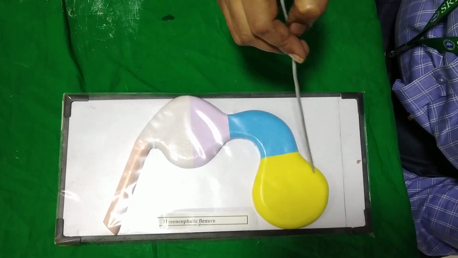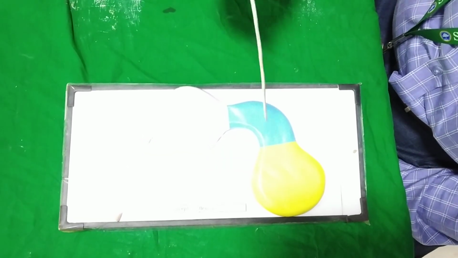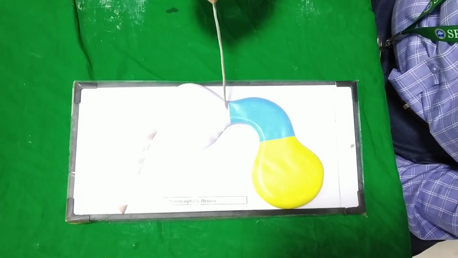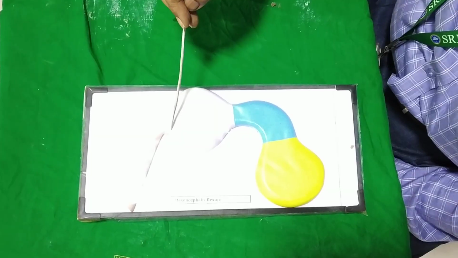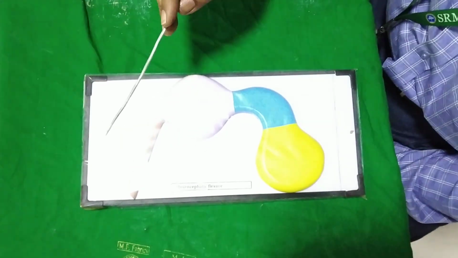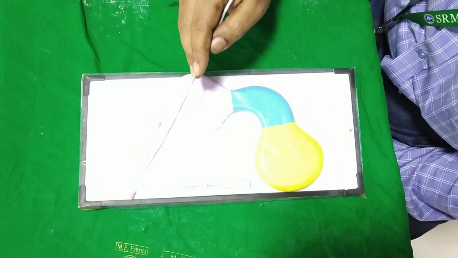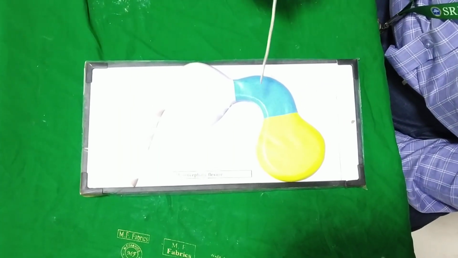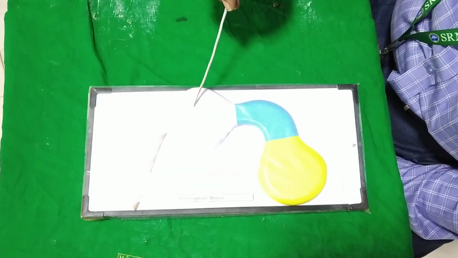So this is the prosencephalon or your forebrain. This is the mesencephalon or midbrain. This is your rhombencephalon or hindbrain. If you go down, it continues as your spinal cord. This is the narrow part of the spinal cord distal to the brain vesicles. So prosencephalon, mesencephalon and rhombencephalon or hindbrain.